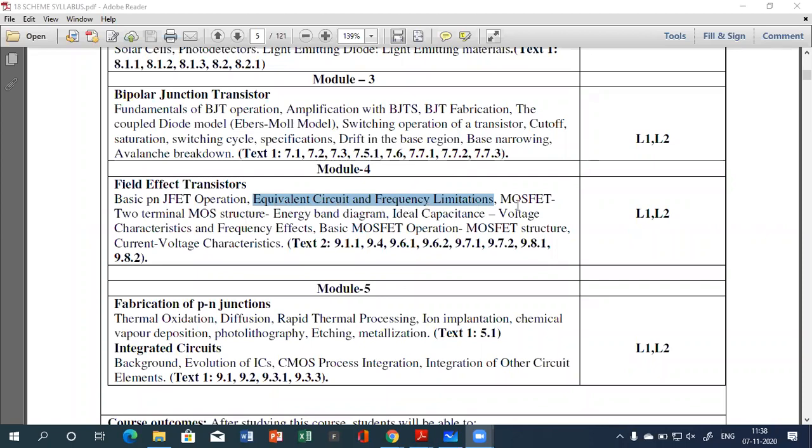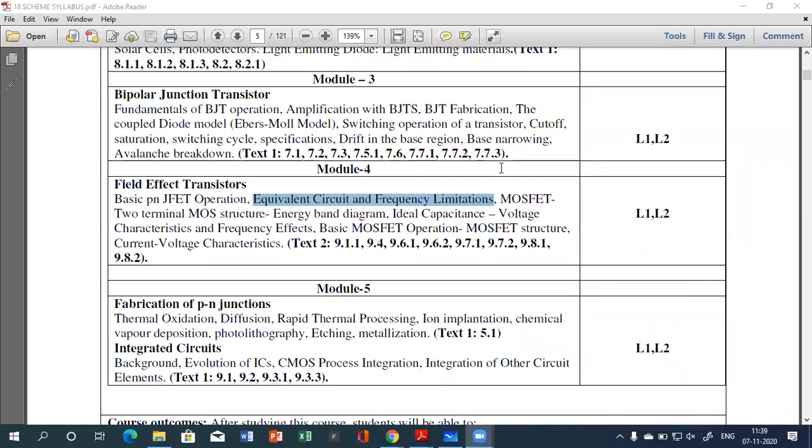And in the frequency limitations, we discuss how the frequency will limit the operation. Here, operation is nothing but the amplification of output. How does the frequency play a role in limiting the output voltage or the current with respect to the input frequency? This is what we are going to discuss using equivalent circuit and frequency limitations.